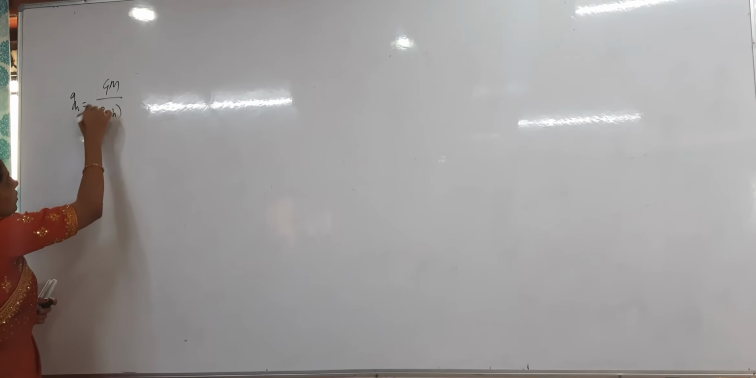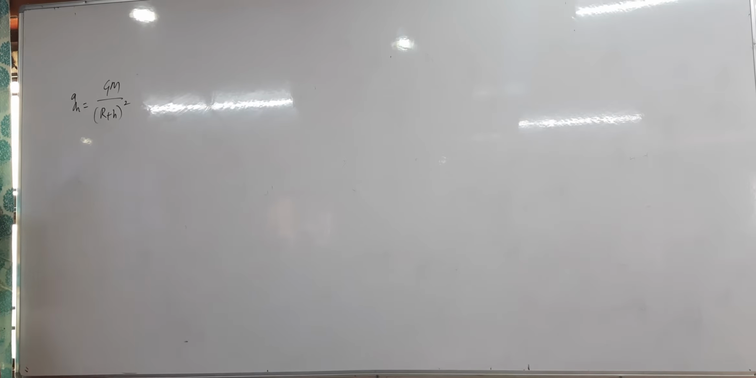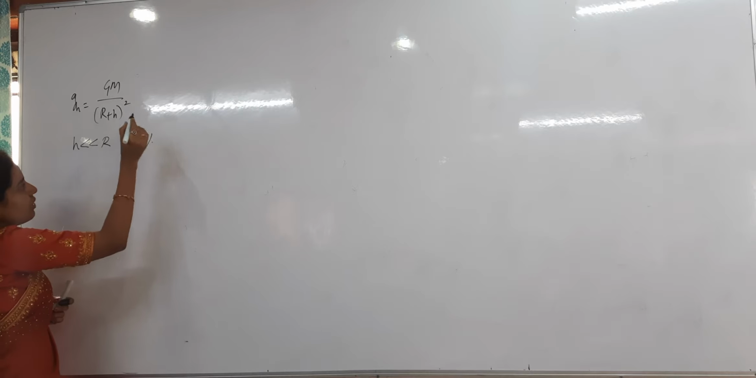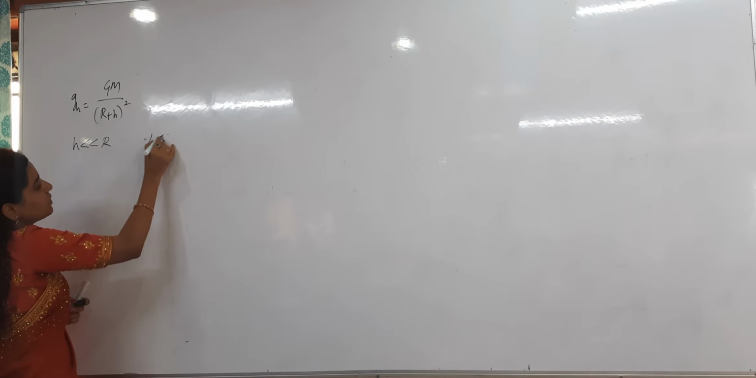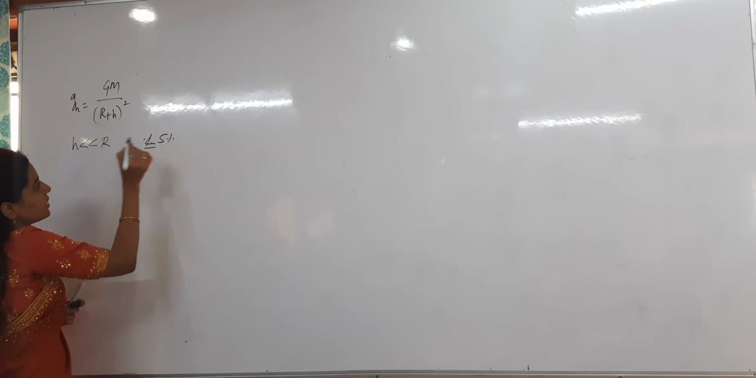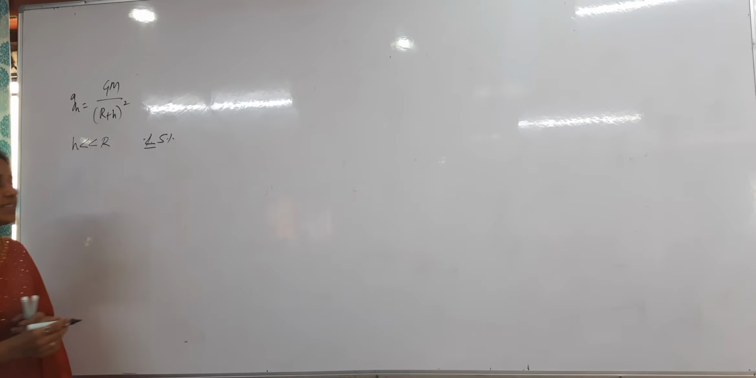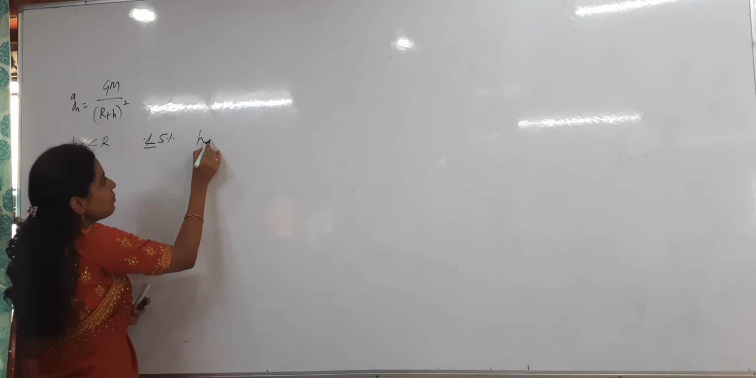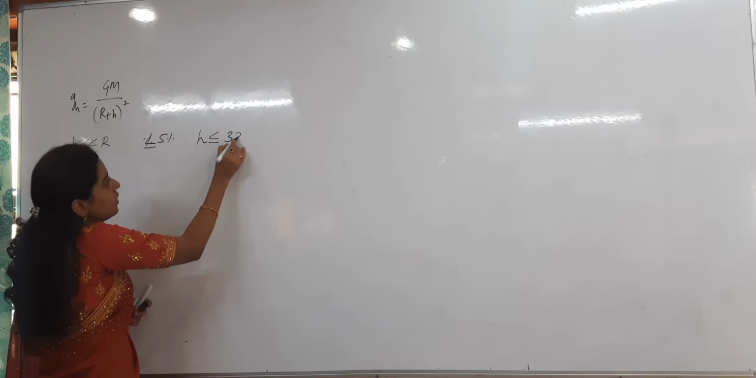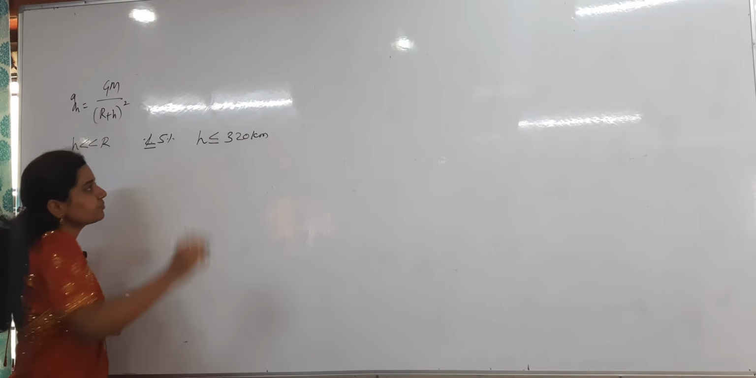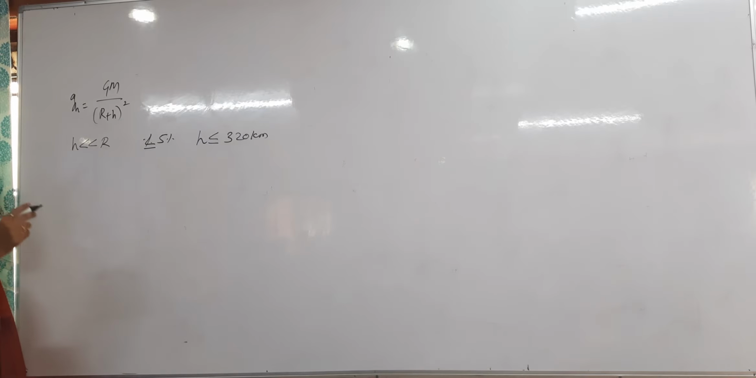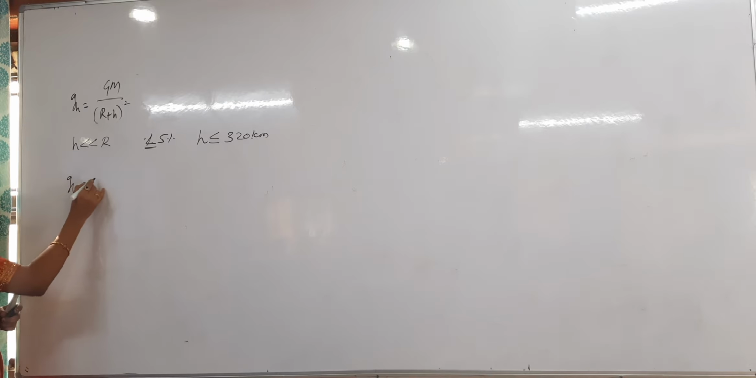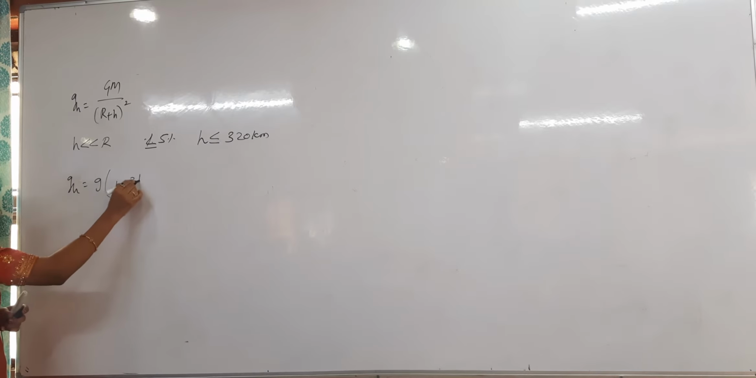Whenever h has an appreciable value with respect to r, and whenever h is much lesser than r, otherwise the percentage of h is less than how much? 5%. If it is less than or equal to 5%, and also I said the value of h is approximately less than or equal to 320 kilometers. In all these cases, what you have to use is gh = g(1 - 2h/r).